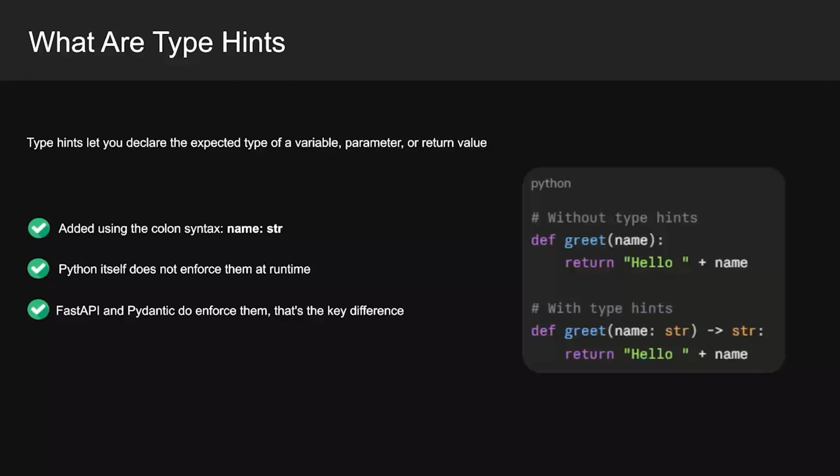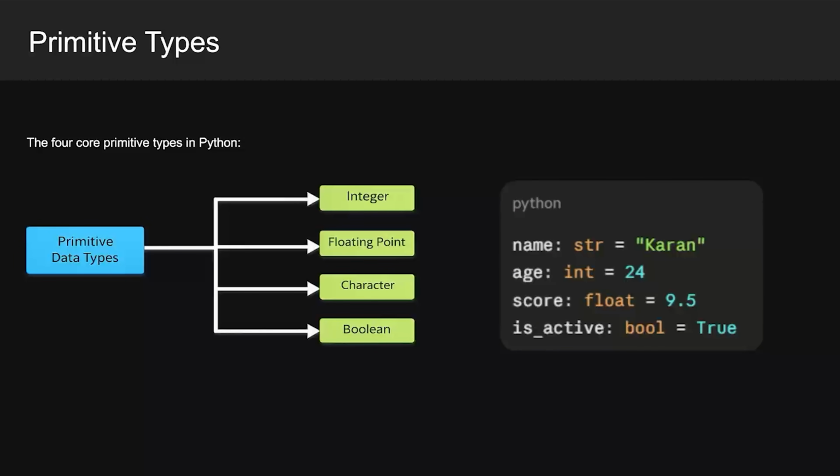When you use type hints inside FastAPI, they become real constraints that protect your API. Now let's start with the basics. Python has four core primitive types you will use constantly in FastAPI. Strings are for text, integers for whole numbers, floats for decimals, and booleans for true or false values.